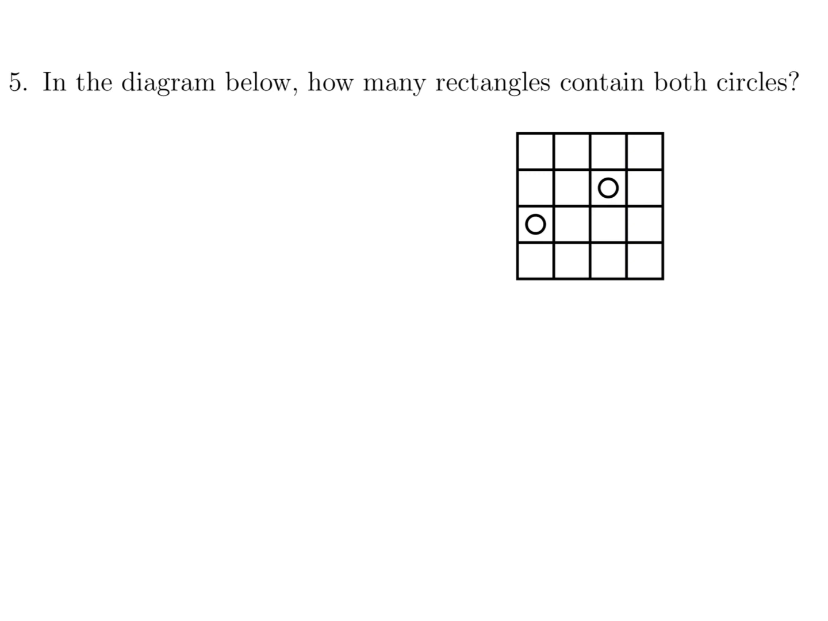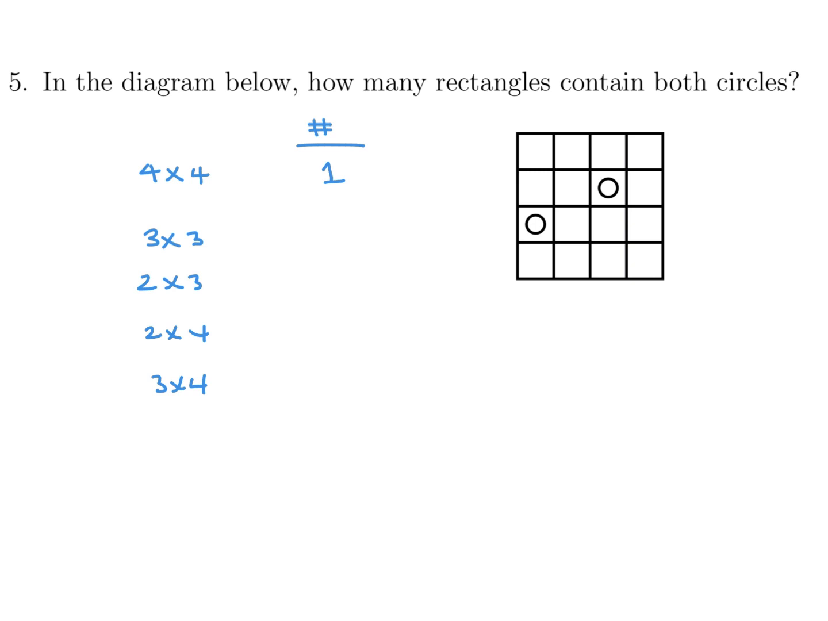In the diagram below, how many rectangles contain both circles? How many rectangles contain both circles? Okay, so let me break it up. A 4x4 rectangle, square, same thing. A 3x3, 2x3, a 2x4, and a 3x4. Okay, so let's see what I can do here. 4x4 is the big one, the whole one. So there's only one of those. So let's just keep a count here.